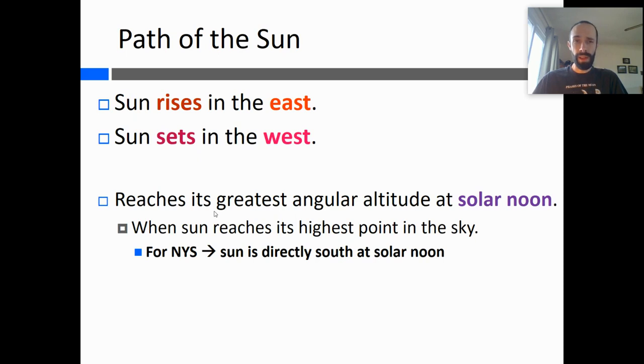Now, as I just showed you in the simulator, the sun generally rises in the east and sets generally in the west.